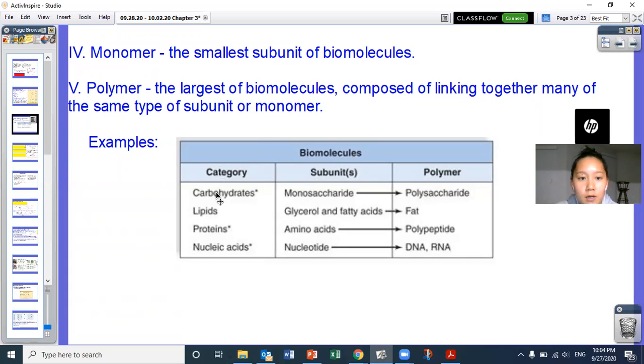So examples are, if you have carbohydrates, the subunit or monomer name for that is a monosaccharide. Mono, one, saccharide, sugar, one sugar, monosaccharide. Then your polymer is going to be a polysaccharide, or many sugars. For lipids, you don't actually have a true polymer. They don't really link, they actually stack. So that's why this is just very general over here.